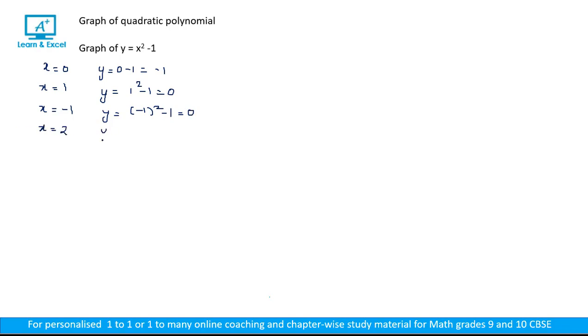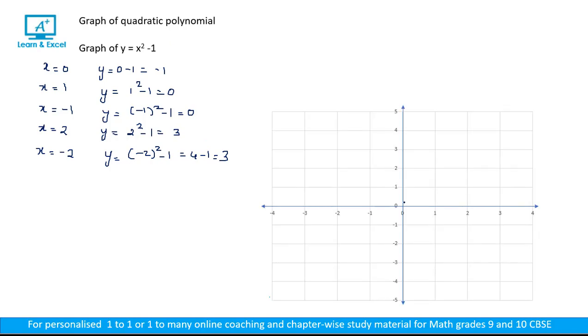If x is equal to 2, y equal to 2 square minus 1, which is 4 minus 1, which is equal to 3. If we put x equal to minus 2, then y will be equal to minus 2 the whole square minus 1, which is again 4 minus 1, which is equal to 3. Let us now plot the graph. Let us plot the points (0, minus 1), (1, 0), (minus 1, 0), (2, 3), and (minus 2, 3). Let us join them with a smooth curve.